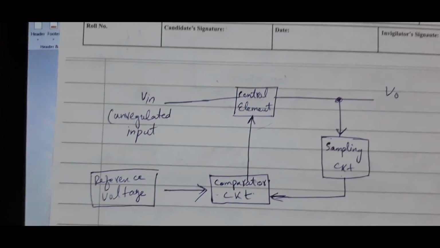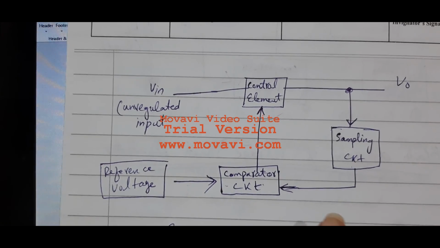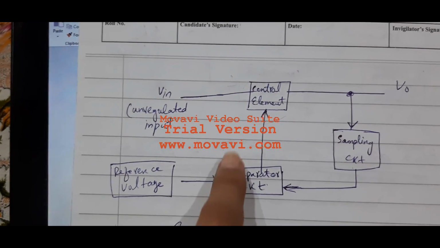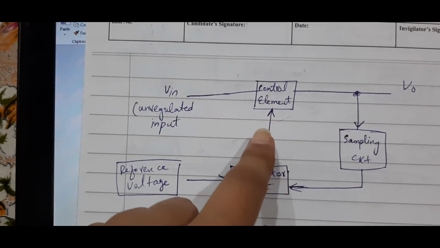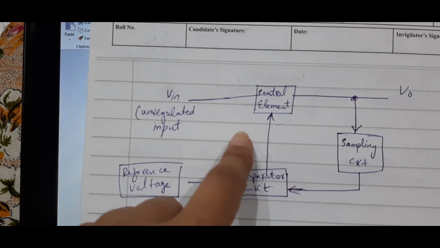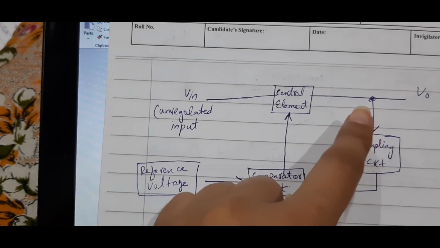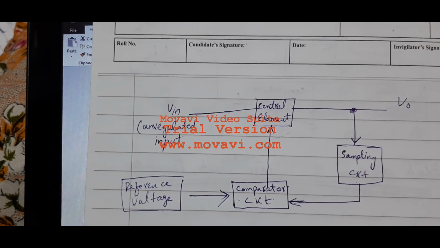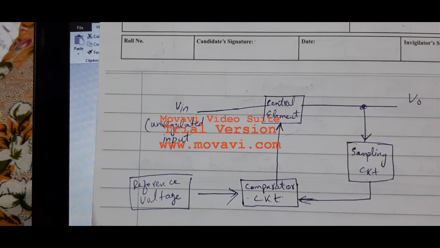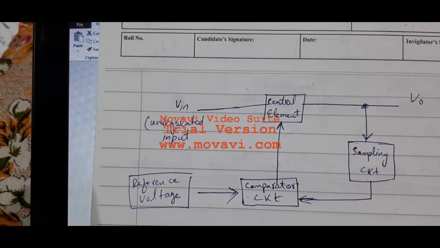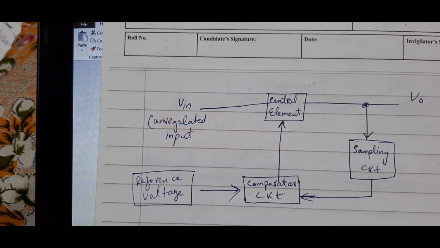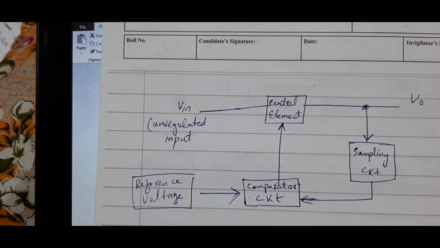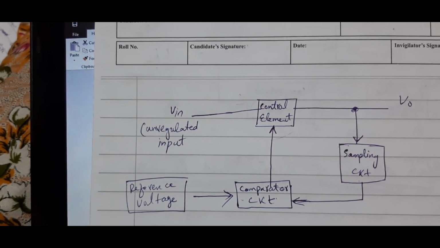If the output voltage increases, then this comparator circuit will get a signal and it will compare it with the reference voltage. Then it will send a control signal to the control element to decrease the input to output so that the output voltage will be maintained. And if the output voltage decreases, then the comparator circuit provides a control signal to cause the series element, which is the control element, to increase the output voltage, therefore maintaining the output voltage at the constant value.